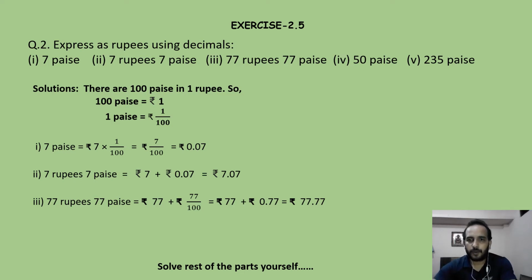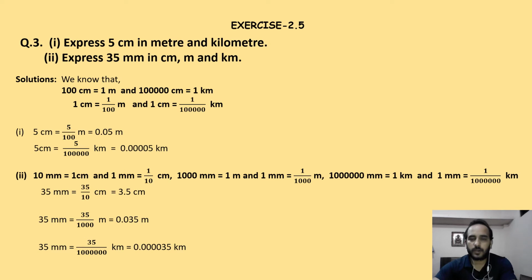So I hope you understood the different parts of how to solve it. Basically, we need to multiply the given paise by 1 upon 100 to convert it into rupees, and then we get the value in rupees. Now we have the next question, question number 3. It asks you to express 5 centimeter in meter and kilometer.